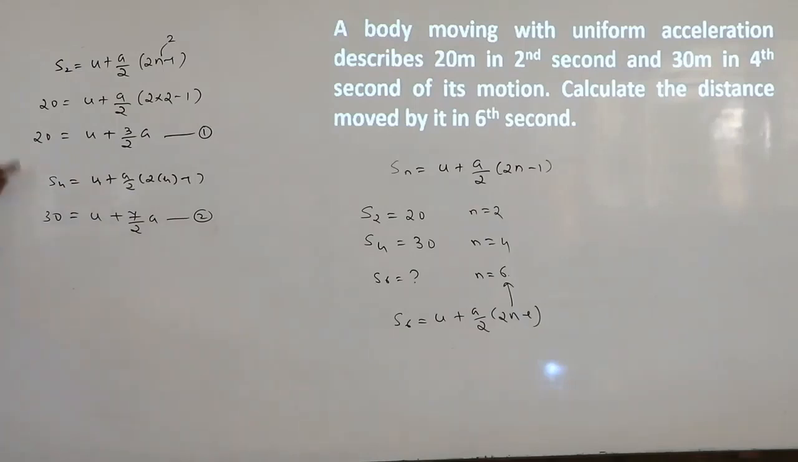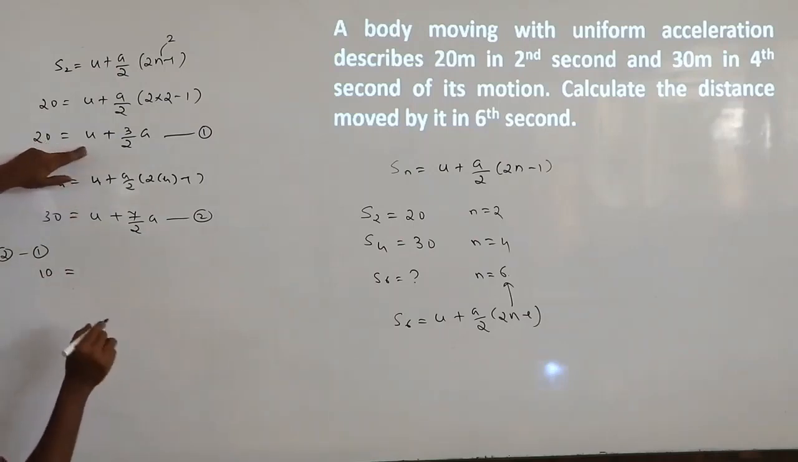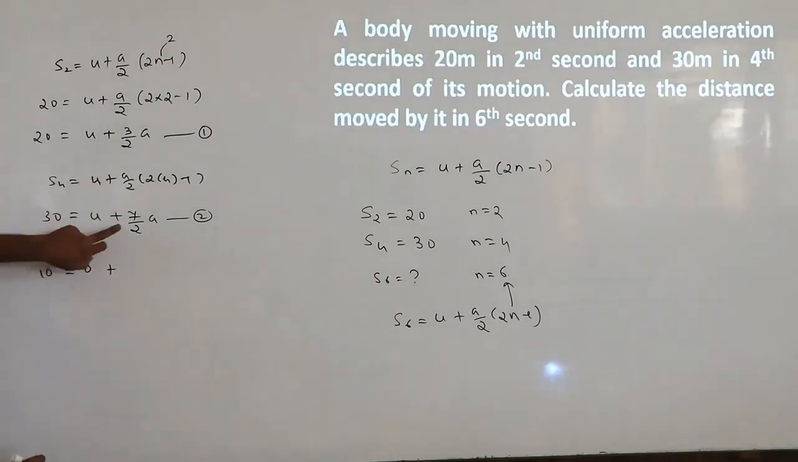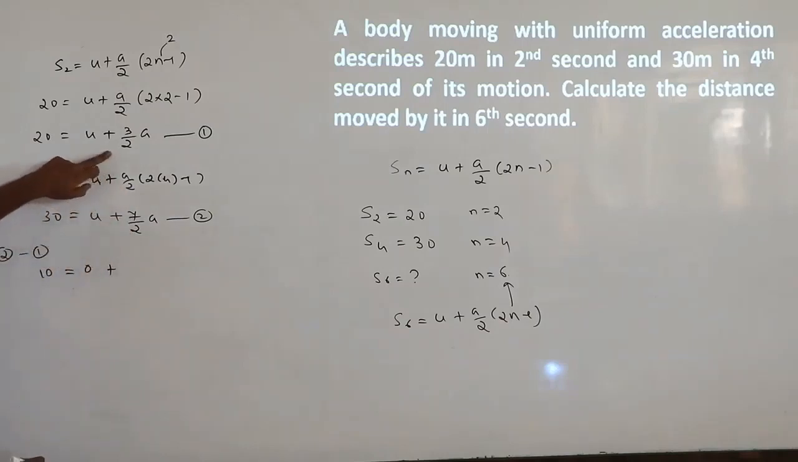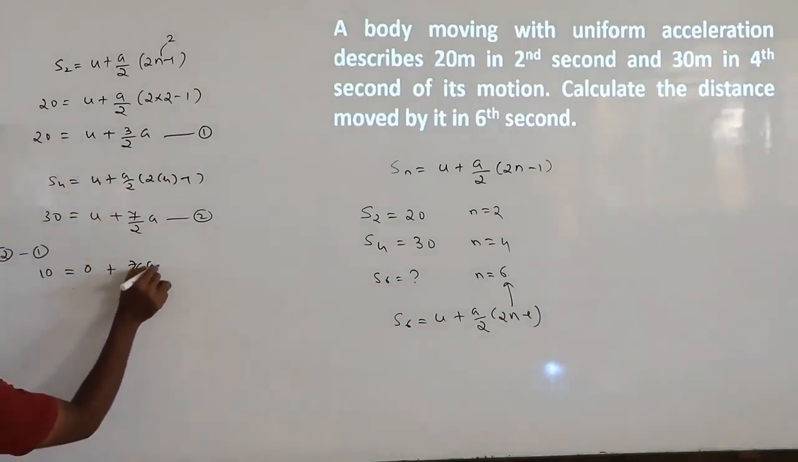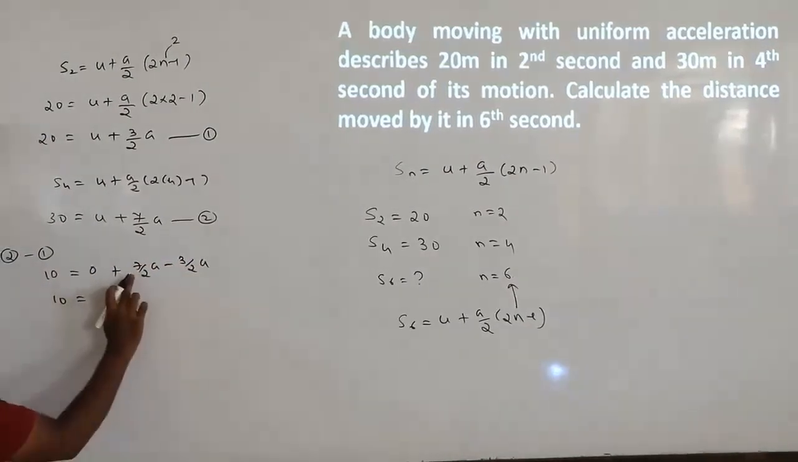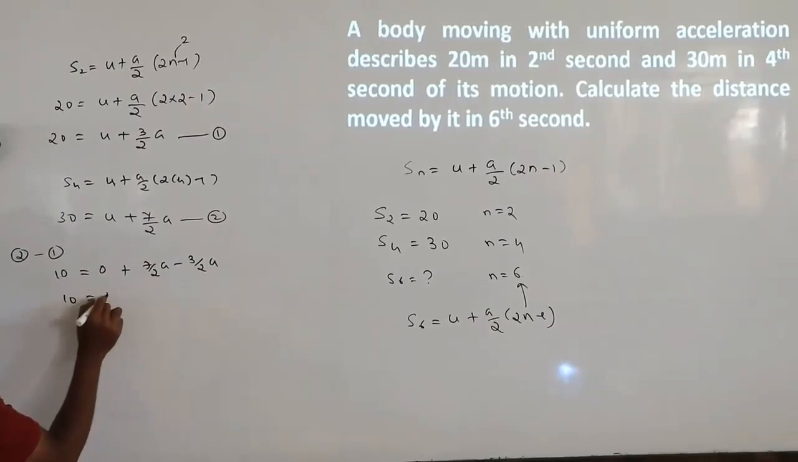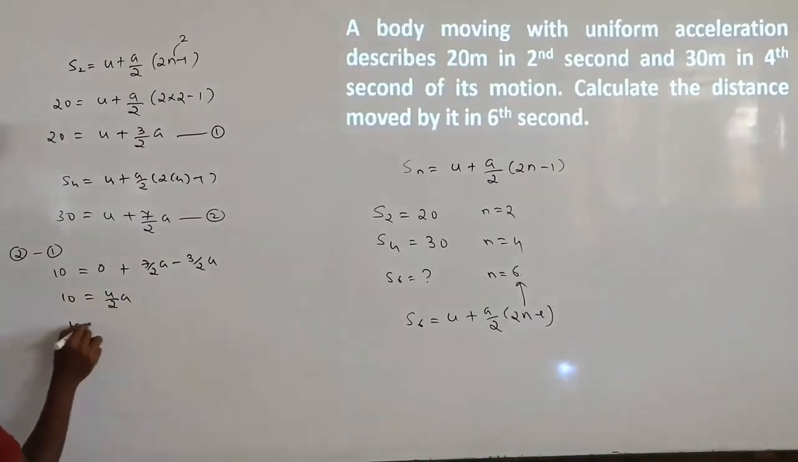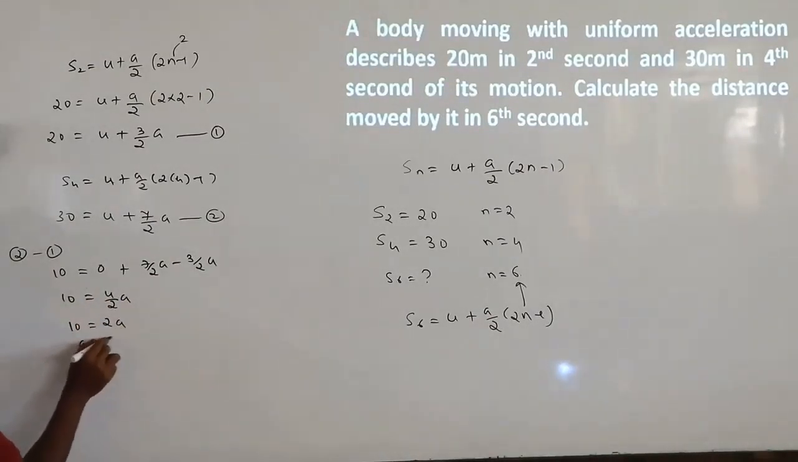You will get U and A. So I will subtract equation 1 from equation 2. 30 minus 20 is 10. U minus U is 0. Plus 7 by 2A minus 3 by 2A. So 10 equals 7 by 2A minus 3 by 2A, which means 4 by 2A. So 10 equals 2A. So A equals 5. You got A as 5.